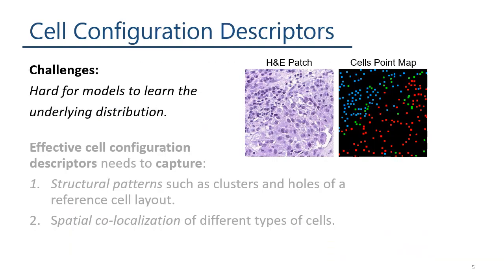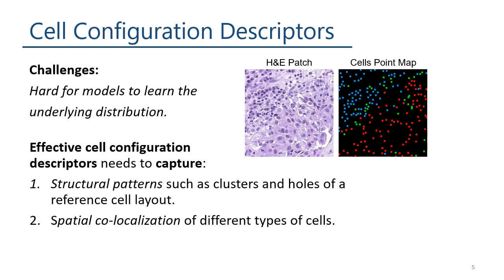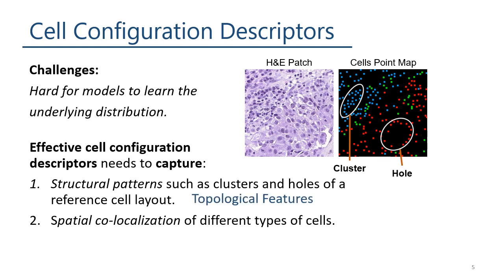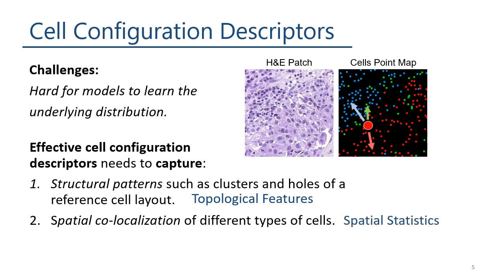A major challenge is the complexity of the cell layout and how to model and learn their underlying distribution. And so we borrow from the mathematics literature to describe configurations of cells. To do that, we needed to answer this question: what makes an effective cell configuration descriptor? We want to capture structural patterns such as clusters and holes, and these are topological features. We also want to capture the spatial colocalization of different types of cells, and these can be captured by spatial statistics.